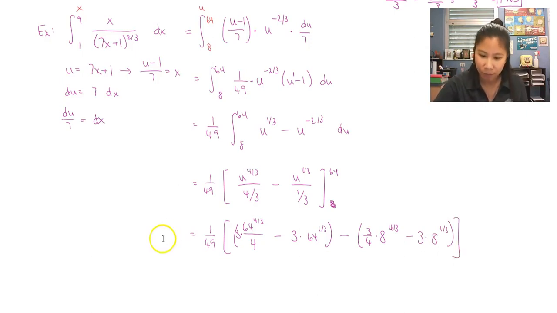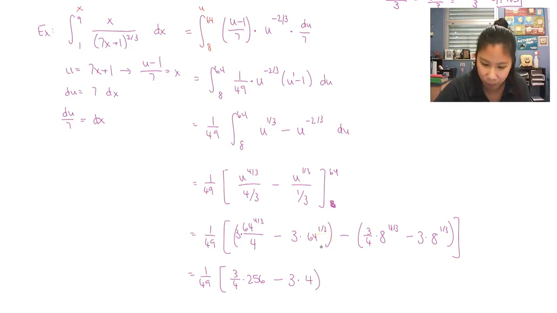Okay, simplifying this out. 64 to the 4/3 power is me taking the cube root and raising it to the 4th power. So the cube root of 64, I believe, is 4. 4 to the 4th power is 256. So it'll be 3/4 times 256 minus 3 times the cube root of 64, which is just 4. Minus, and then we have 3/4 times 8 to the 4/3 power, which means I'm taking the cube root of 8 and then raising that to the 4th power. So the cube root of 8 is 2. 2 to the 4th power is 16. Minus 3 times the cube root of 8, which is 2.